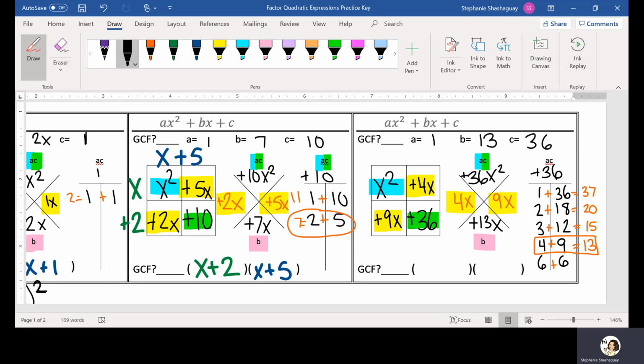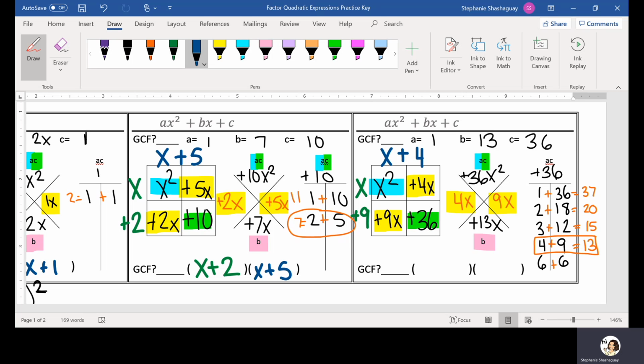Now I need to factor my rows and columns. X squared plus 4x, I can factor out an x. Positive 9x plus 36, I can factor out a positive 9. X squared plus 9x, I can factor out an x. 4x plus 36, I can factor out a 4. I can check my work at this point as well.